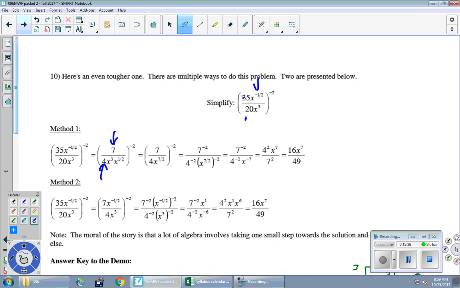And then I see a negative exponent. I'm not really thrilled about that. So where can I move that? To the bottom, and it becomes x to the +1/2. There it is down there. And it's still in parentheses, and it's still raised to the -2.